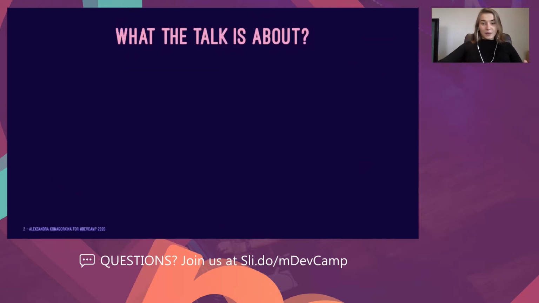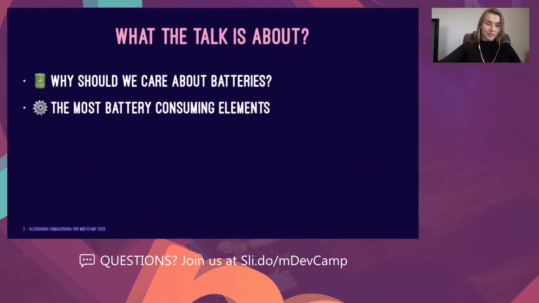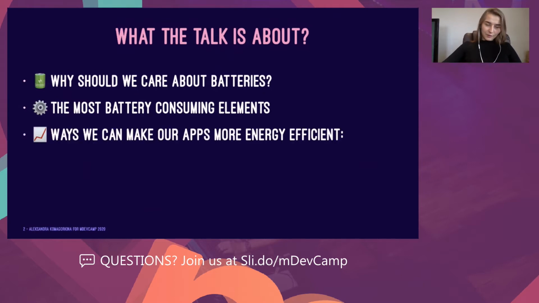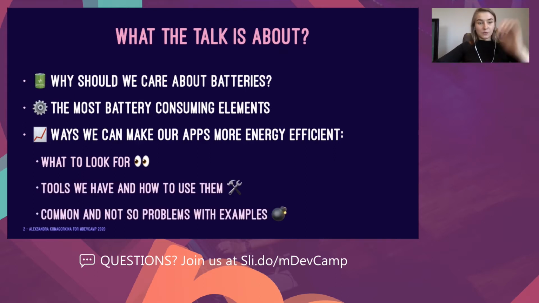What this talk will be about: we will be talking about why we should care about batteries in general, what the most battery-consuming elements on iPhones are, and we will obviously be discussing the ways we can make our apps more energy efficient. We will discuss what we can look for, which tools we have and how we can use them, and I will show you some examples with common and not so common problems, so we can see it in practice.